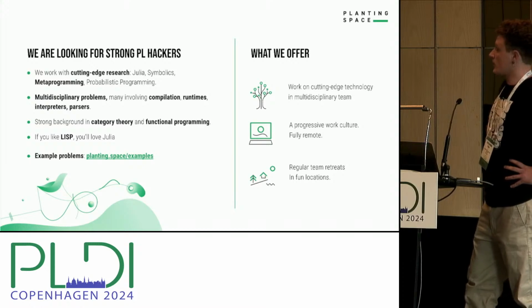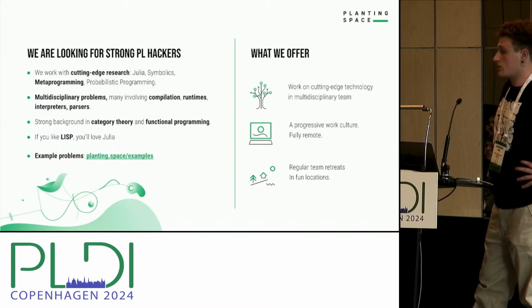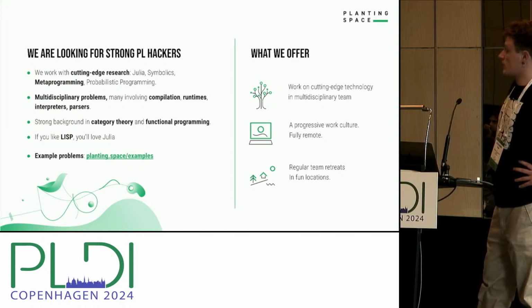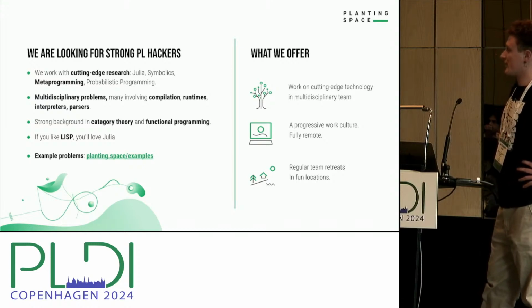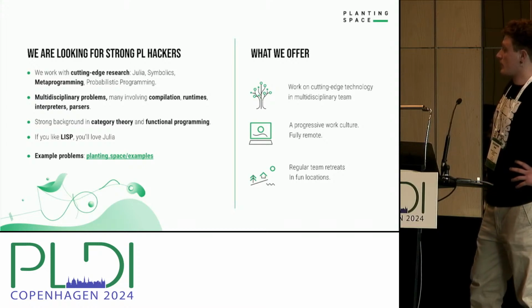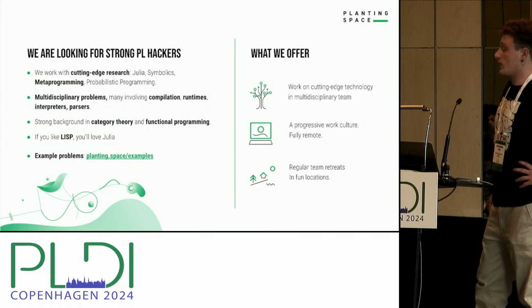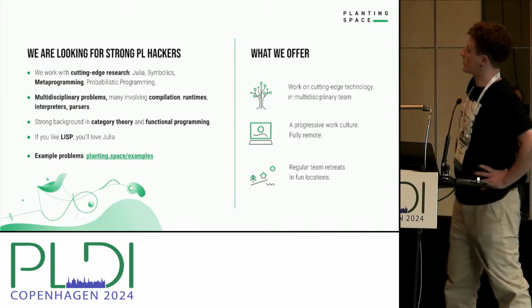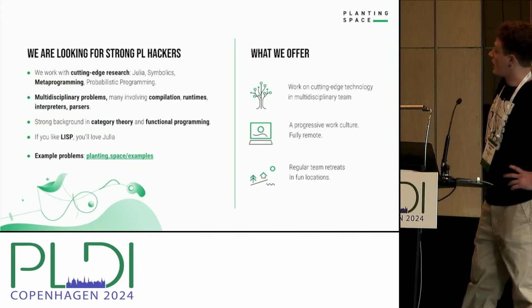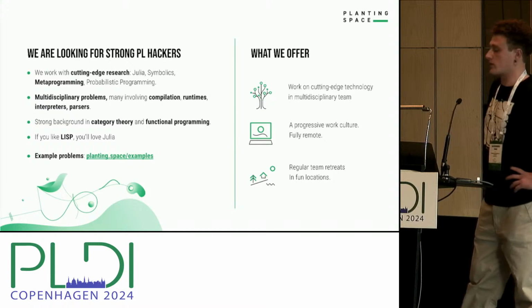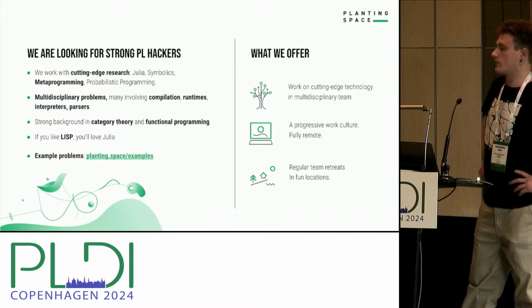Many problems involve the Julia programming language, which is a meta language, and so we do a lot of meta programming around. And category theory and functional programming go hand in hand. And many problems are based, for example, on similar data structures and algorithms that we have in compilers. So if you want to see some examples, you can check out the link there for the example problems. There is a bunch. And it's an interesting position. We work with lots of cutting-edge research from all different fields.